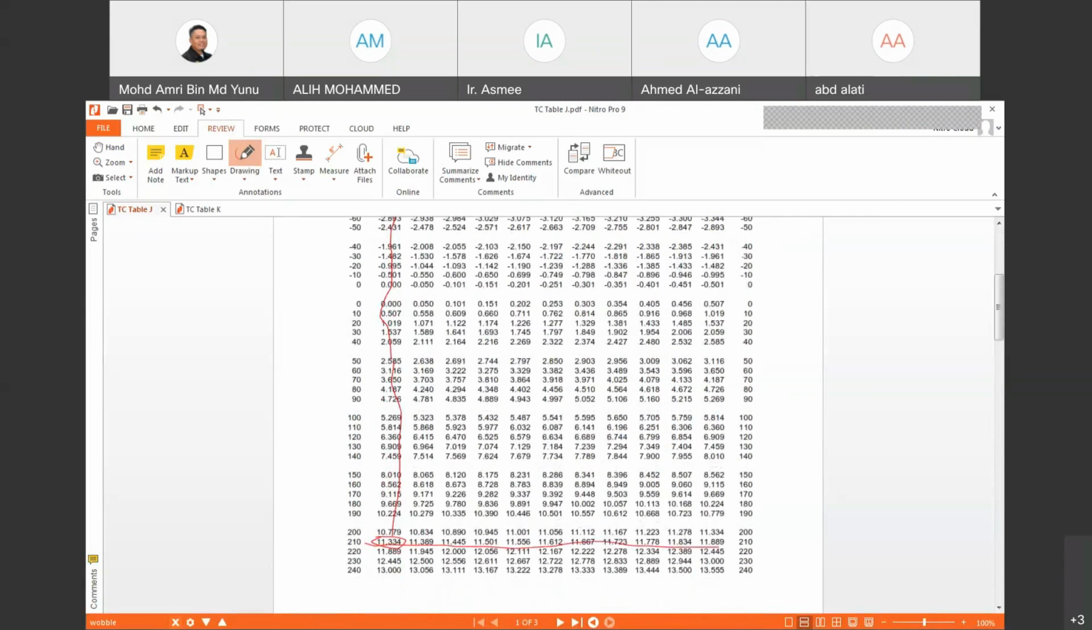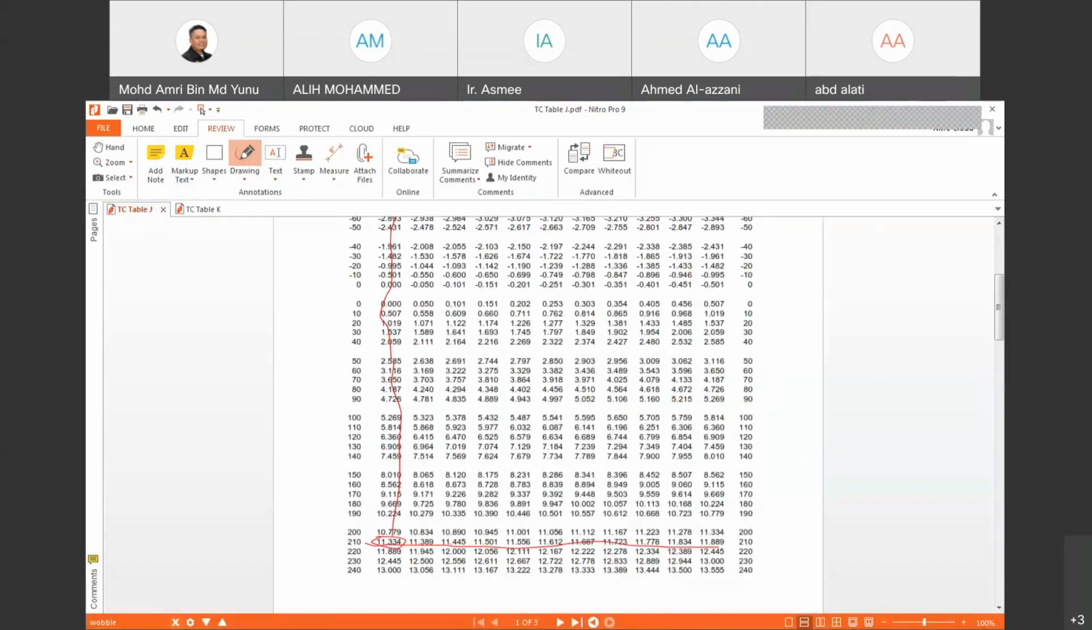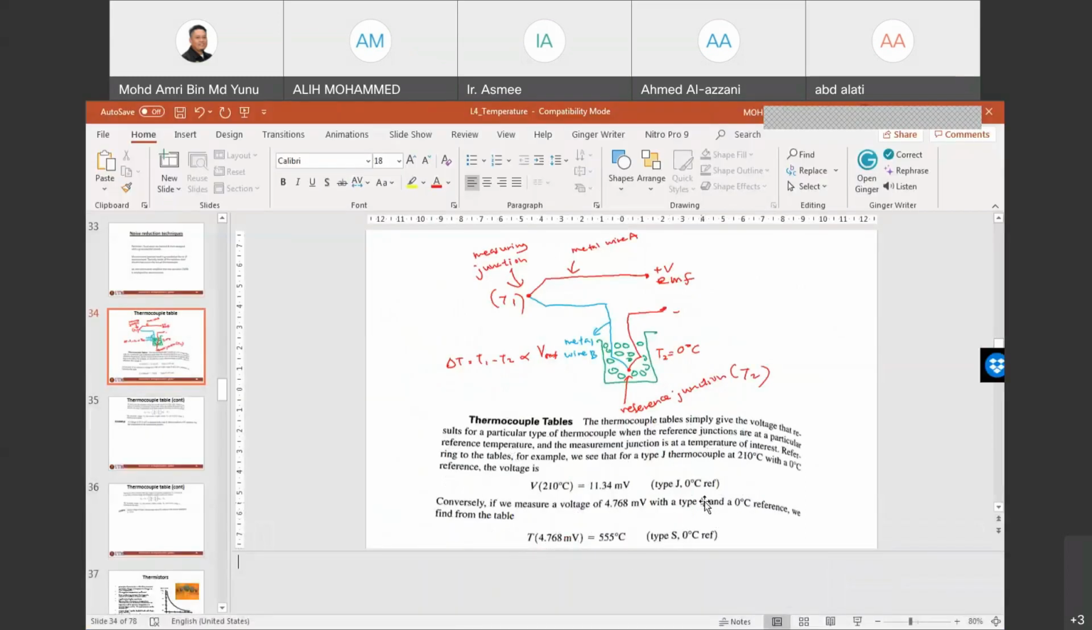Okay, next, conversely, if the output is 4.768, how do we find the temperature difference? But that is for type S. I don't have the example here. We'll find the example and then put it into the e-learning. So let's say we change it a little bit and stay at type J.